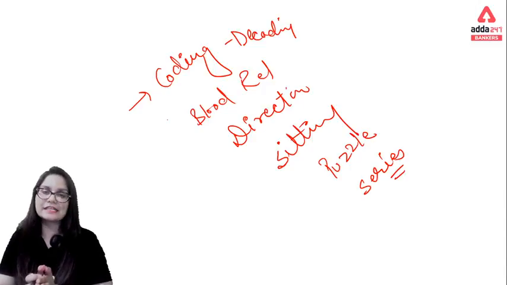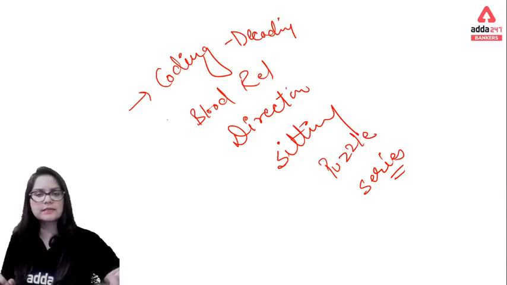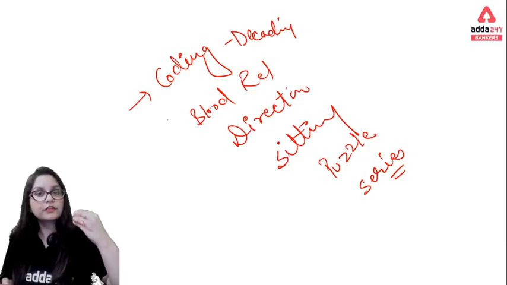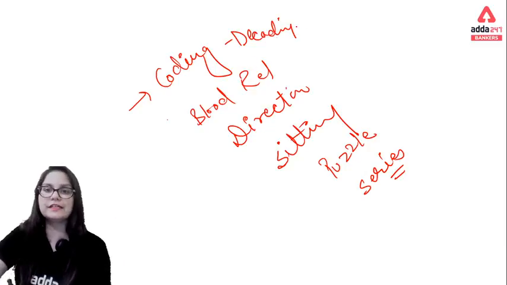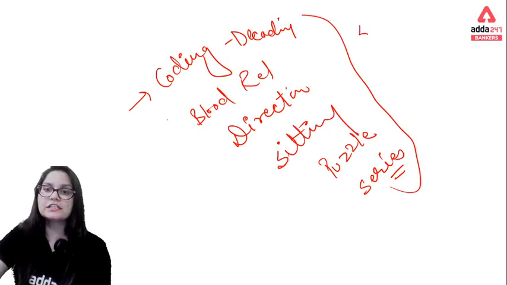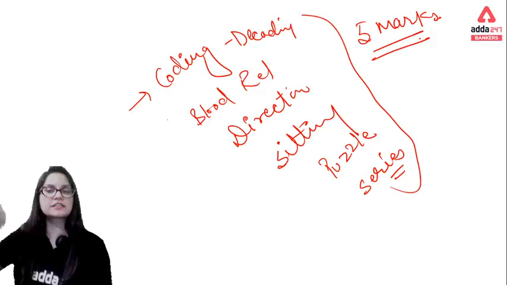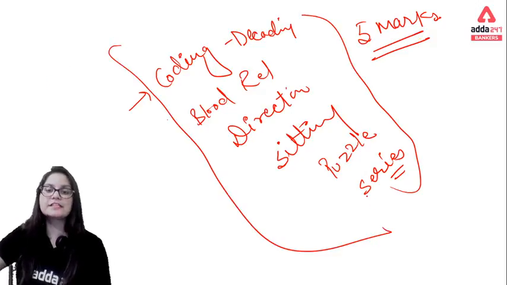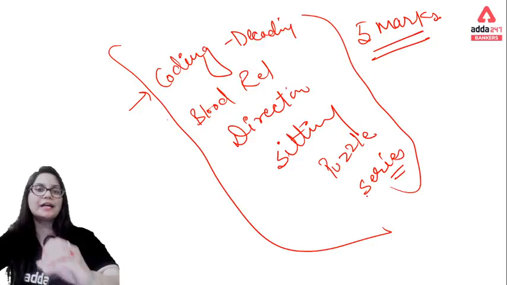So we can say that there is no such new concept we have to learn for data sufficiency to get 5 marks, because data sufficiency provides you 5 marks, and to get these 5 marks you just remember all the other topics. There is no new topic required to learn.